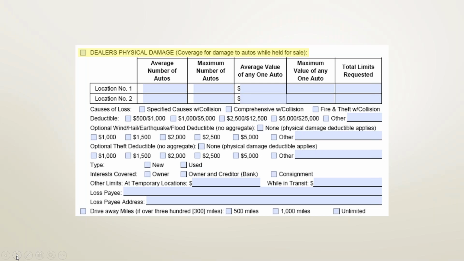And then we have interest covered. So does the owner own the vehicles outright? Are some financed through a bank? Are some of the autos being sold on consignment? That's kind of what we're looking for there.